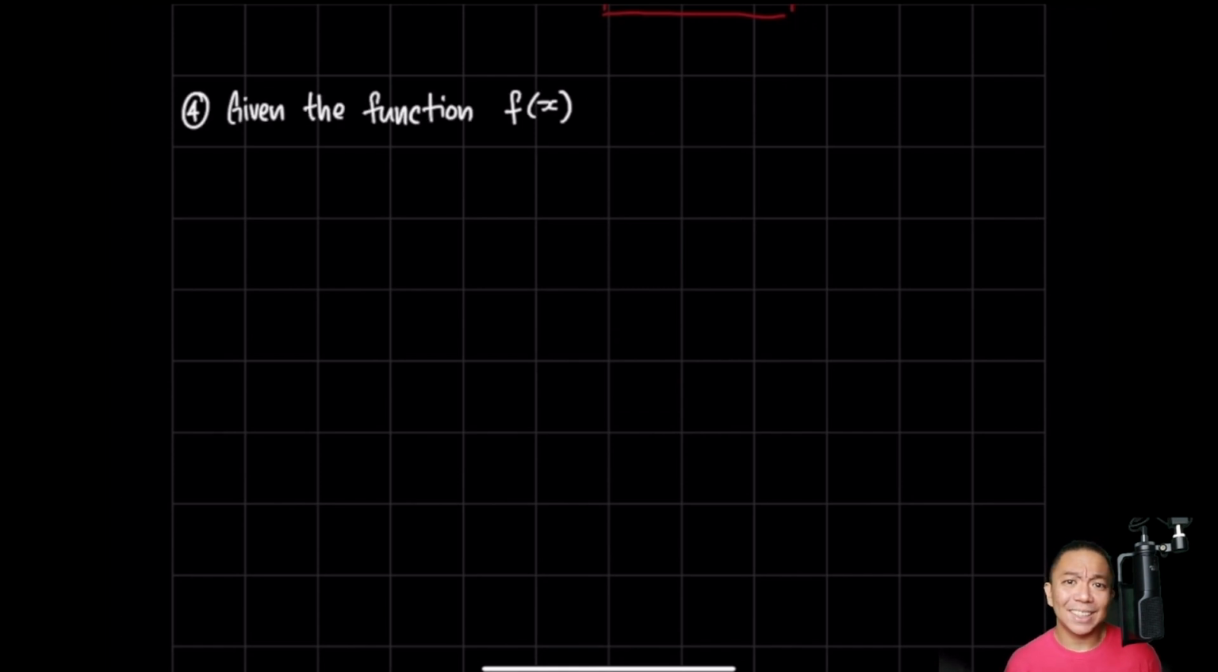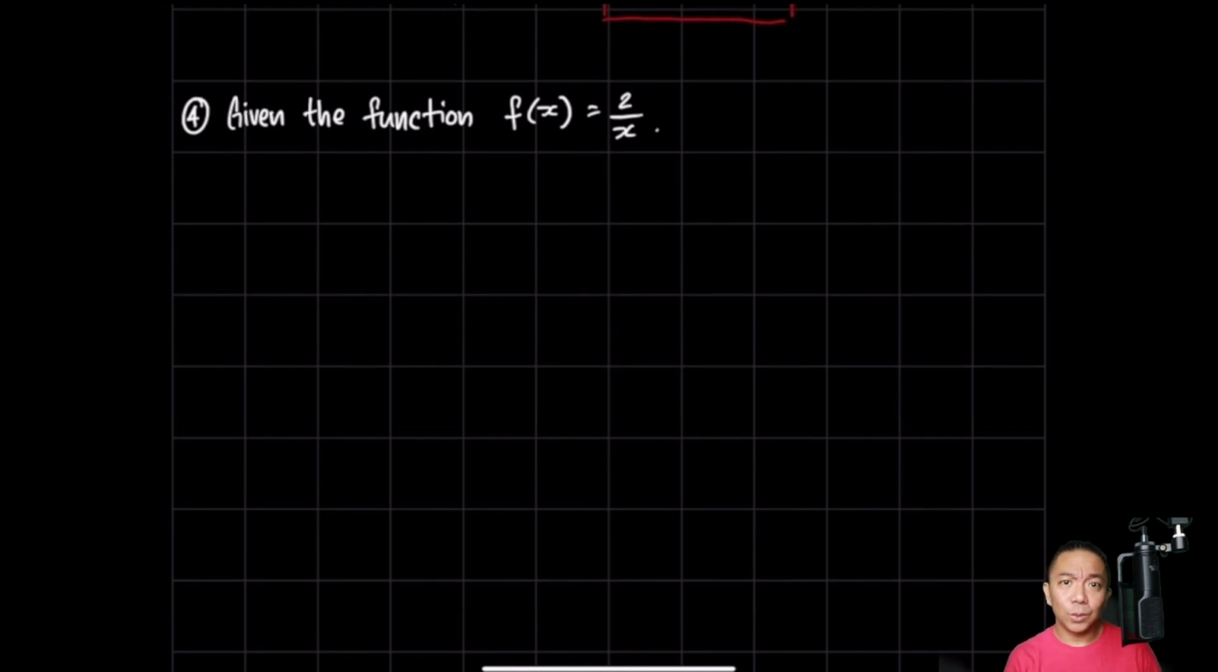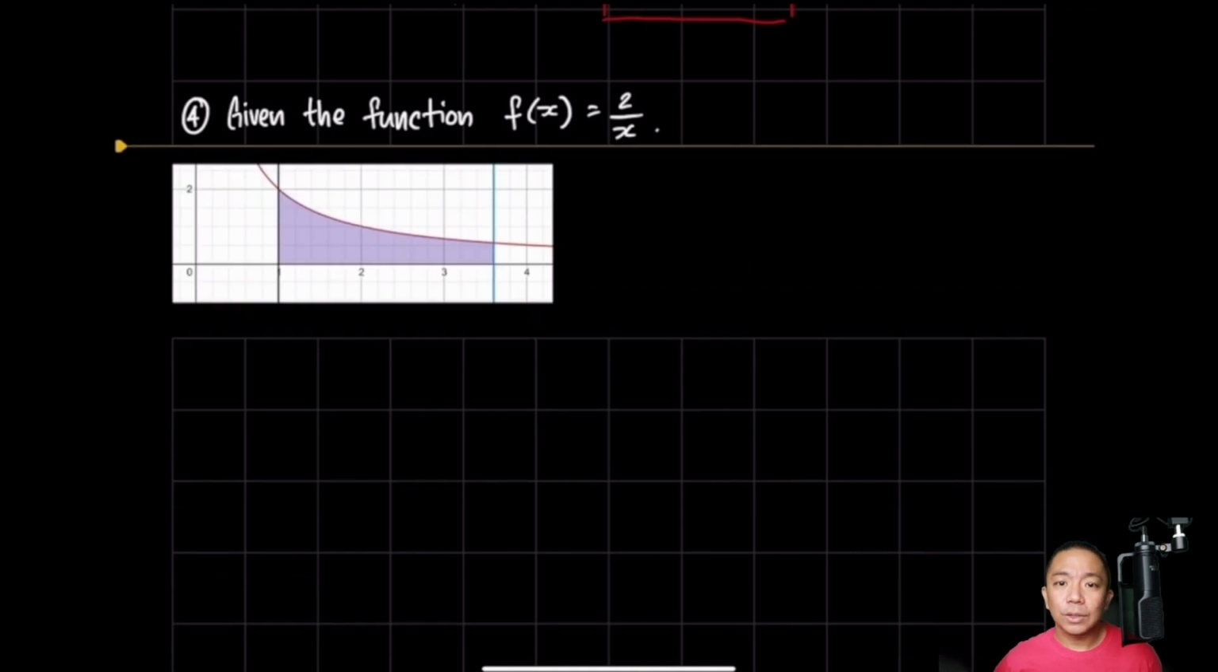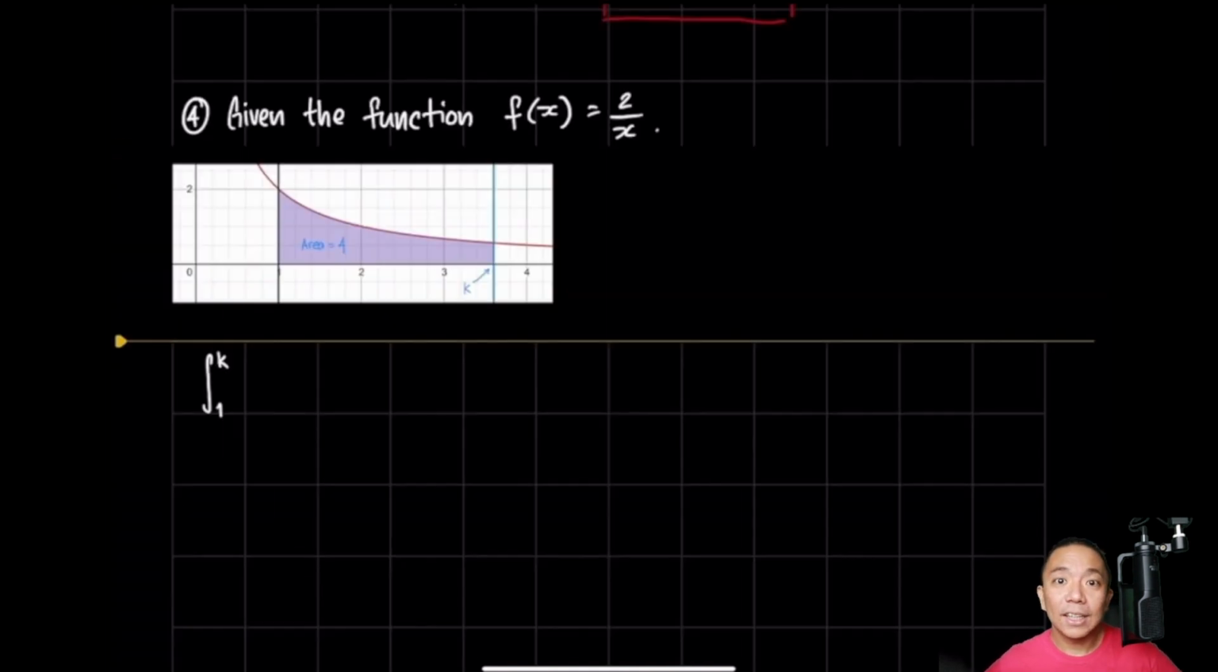Okay, so let's move on to our fourth and final problem. Again, pause this and try to answer it on your own or kahit nung sa start. Given the function f of x equals 2/x, ito yung graph nung function na yun. Hindi ko yata nasulat, but yung objective natin dito is we want to find the value of k such that the area of this region is equal to 4. So this region is the area bounded by our function y equals 2/x, the x-axis, and the lines x equals 1 and x equals k. So our goal is to find the value of k.